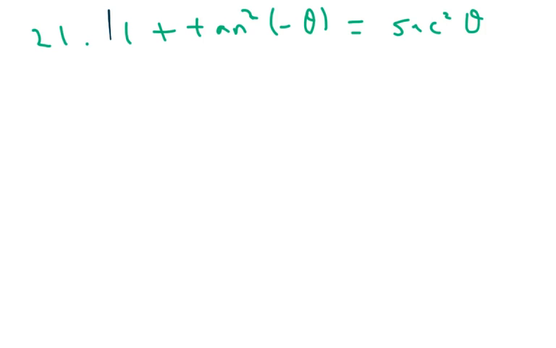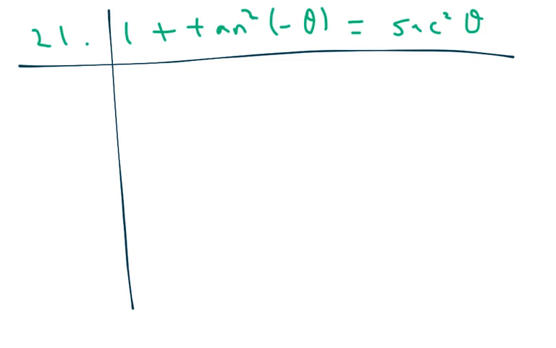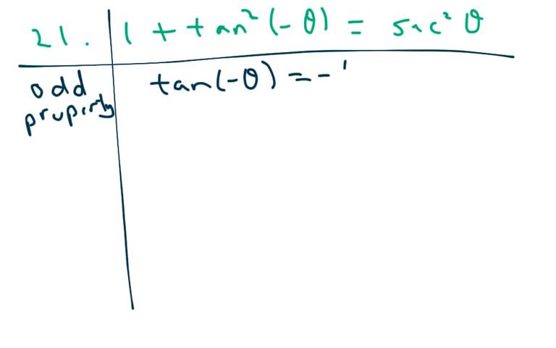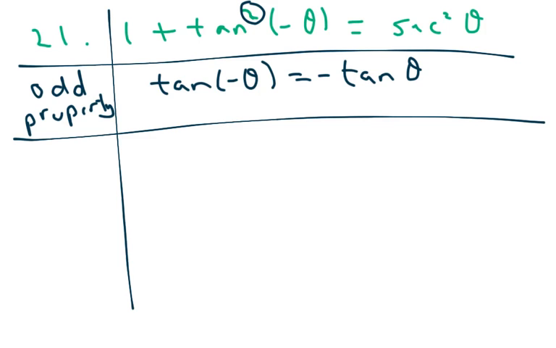The only thing you have to know about this one is very easy. You have to know your even-odd properties. Since tan is an odd function, we're going to use the odd property. An odd property says that tan of negative theta equals negative tan of theta. So that applies for the square as well. So all we're going to do is simplify this side of the equation.